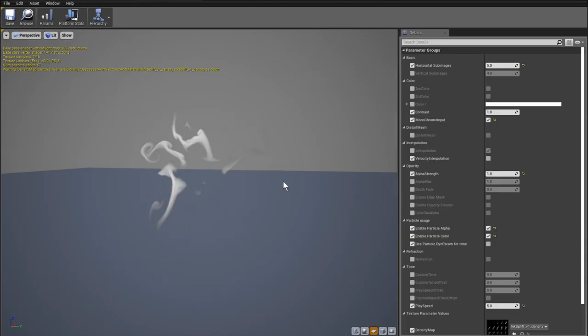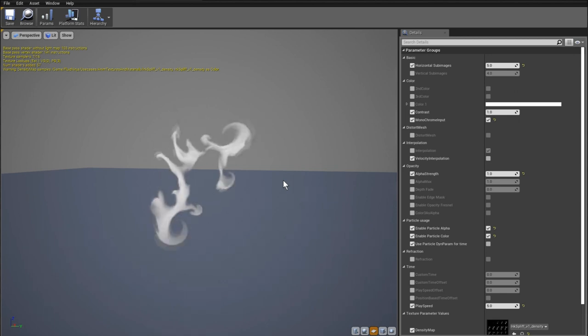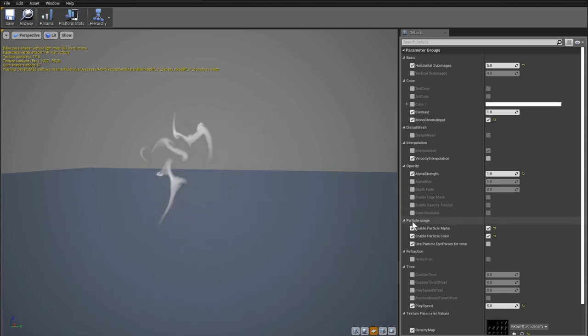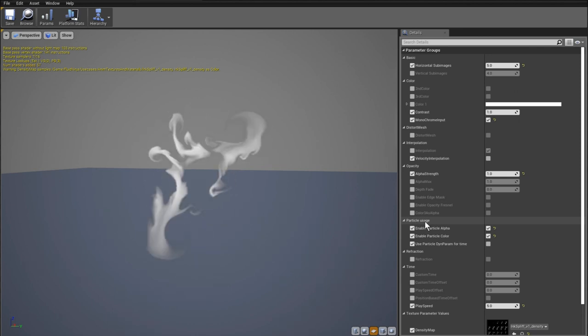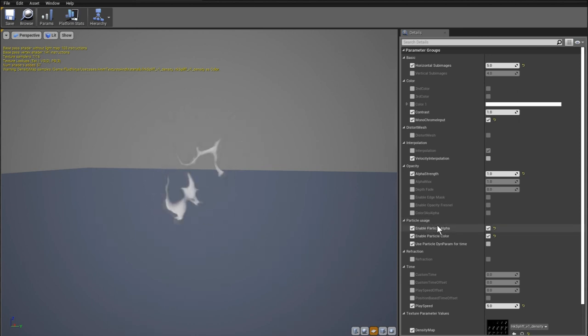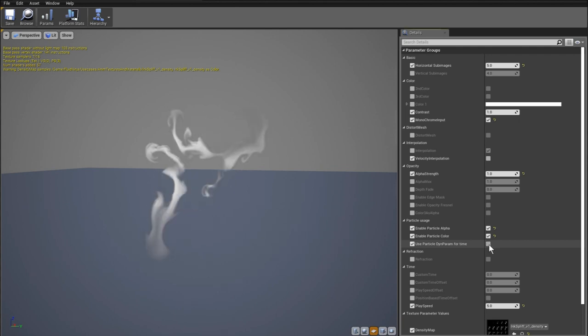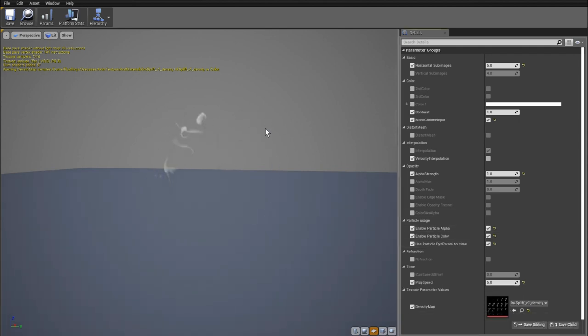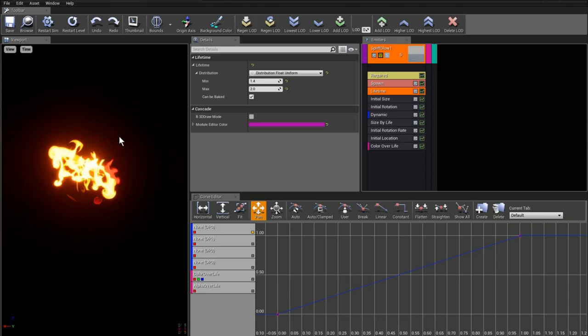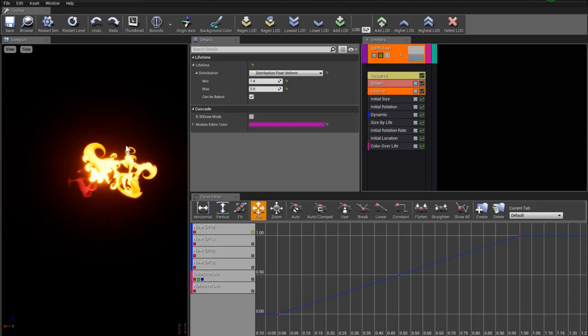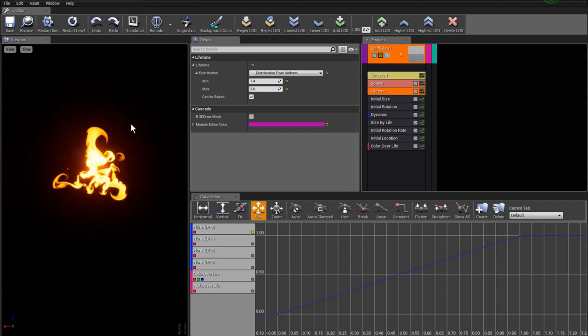Here's the material used on these Cascade particles. And have a look at this particle usage parameter group in the advanced material. If I enable use particle dynamic parameter for time, it suddenly stops in the material preview, because from now on it is expecting Cascade to provide this function for the time.